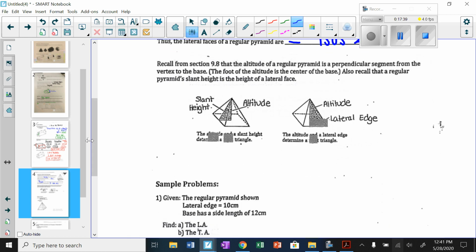Okay, some key vocabulary you need to remember. The altitude of a pyramid starts at the vertex, connects to the middle of the base, and makes a right angle. Okay, the sides that make up the triangles are called lateral edges. And the slant height is not an altitude of the pyramid, it's an altitude of one of the faces, and it also bisects that face at that bottom side. All right, let's jump right in.